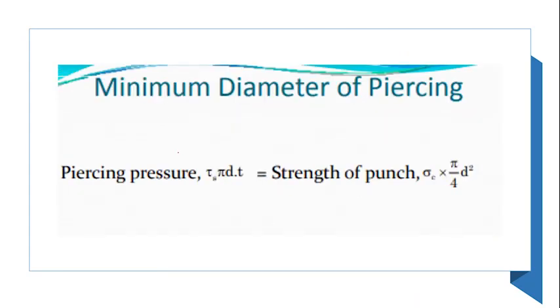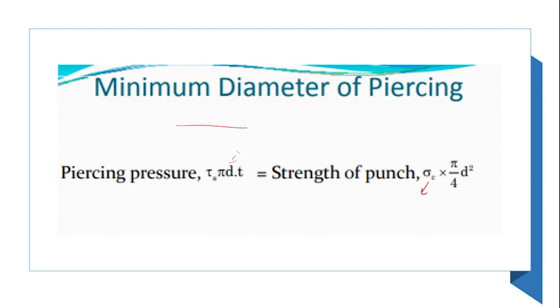So this is one more equation to calculate the minimum diameter of piercing. You should know this equation: what will be the minimum diameter if your piercing pressure is equal to the strength of the punch. At that point, whatever diameter is available will be the minimum diameter that you can pierce. Here sigma c is the crushing strength of your punch.